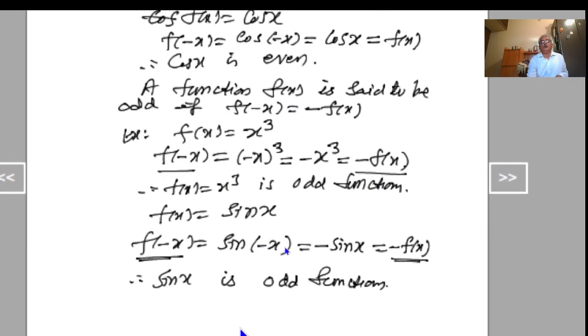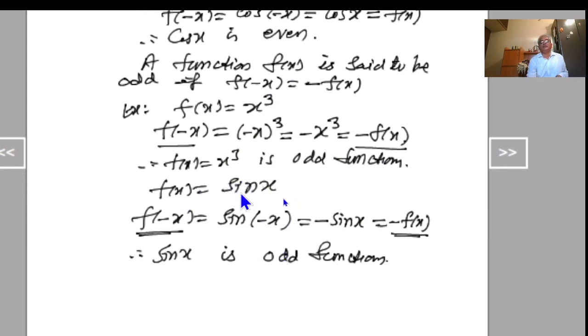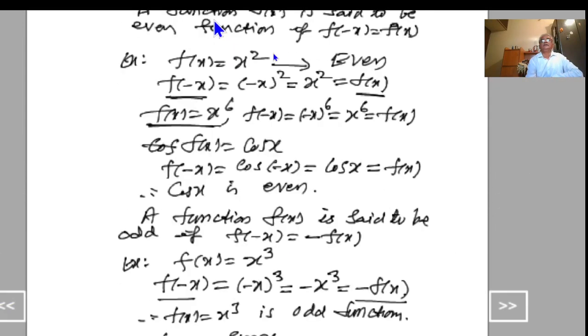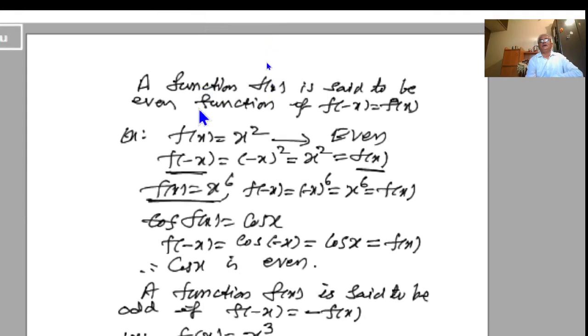And here we have a trigonometric function f of x equal to sin x. If we replace x by minus x, f of minus x equal to sin of minus x. Sin of minus x is nothing but minus sin x, which is minus f of x. So f of minus x is equal to minus f of x. Therefore, we say that sin x is an odd function. Okay. Now we consider the product of even functions, odd functions, and so on.